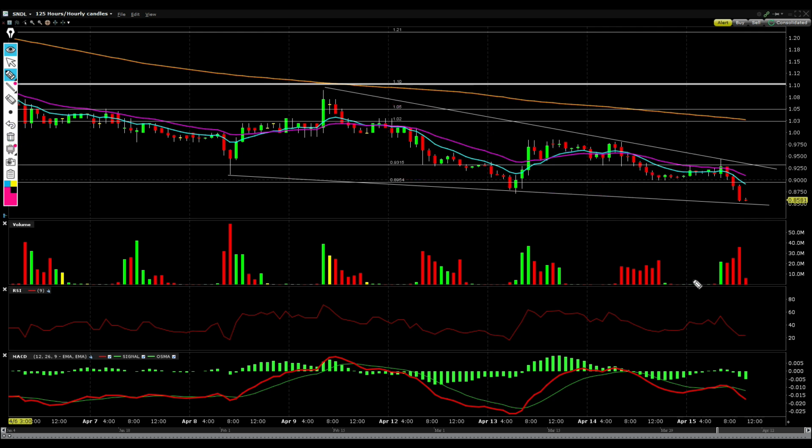Now, apart from that, we can see how we got a bearish crossover on the MACD. As you can see right over here, the red MACD line crossed above the green signal line, the stock pushed up, but now we've crossed below the green signal line, indicating that the momentum is yet again still in favor of the bears.